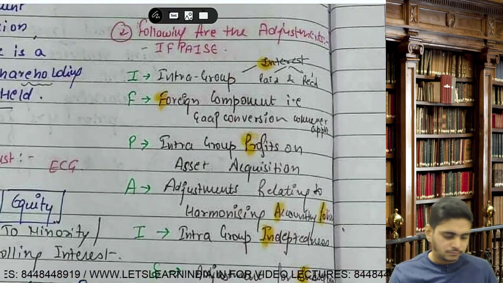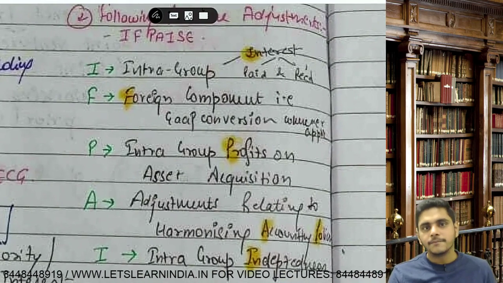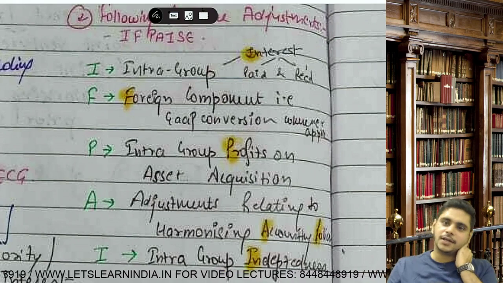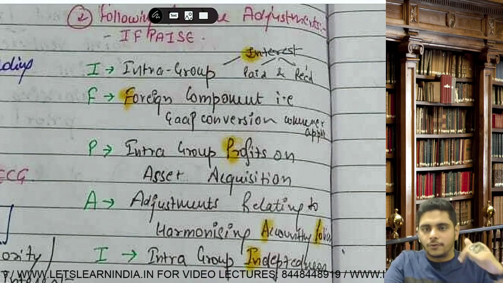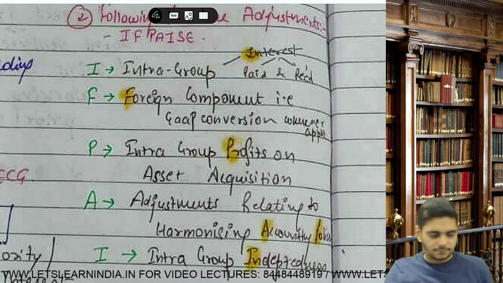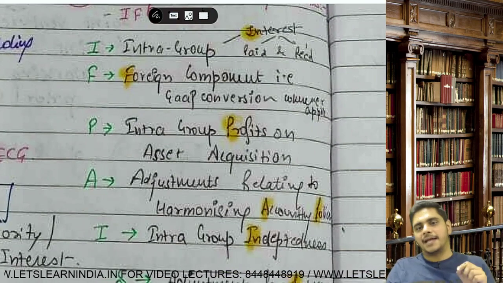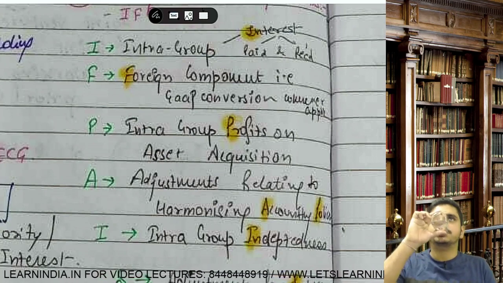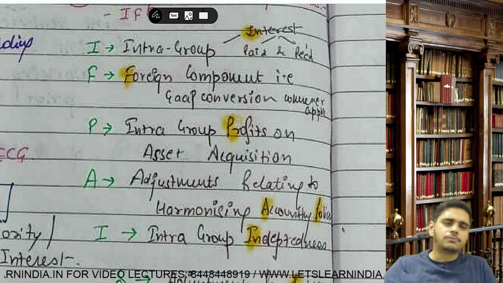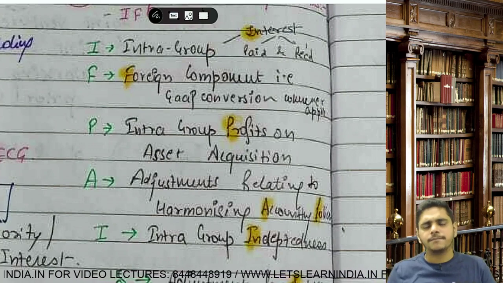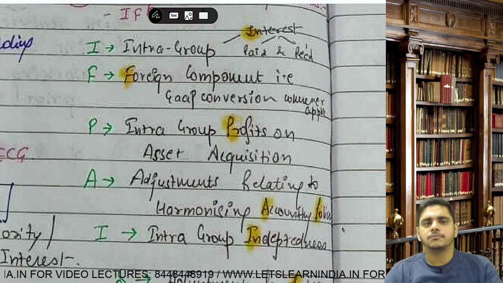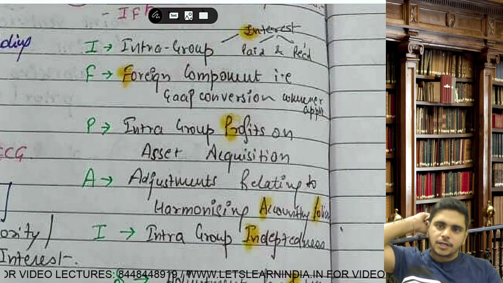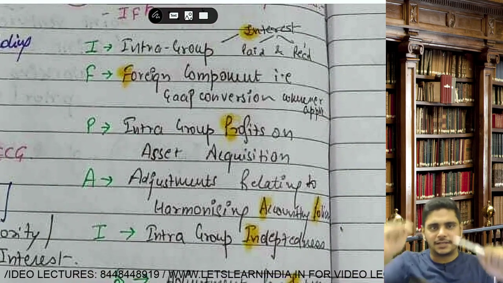Number 2, following are the adjustments. Dash. If paise. Okay. Can you see on the screen if paise? You will be writing like this with the code only.